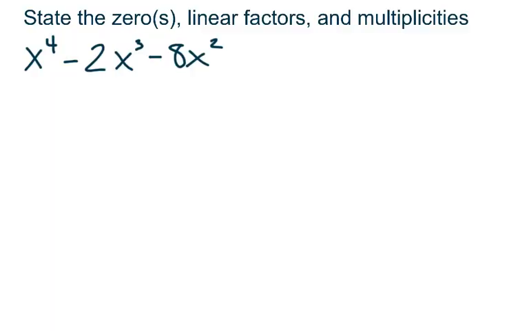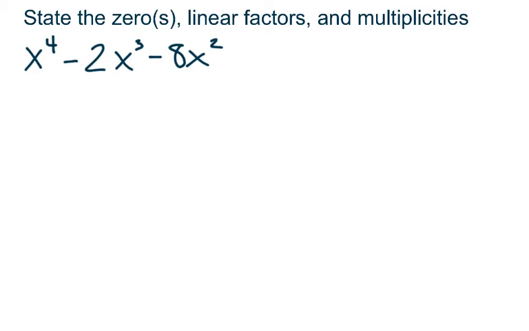Alright, so look at this example. We're going to state the zero(s). Notice that the S is in parentheses, which means you may have more than one zero. We're going to state the linear factors, and we're going to state the multiplicities. So the first thing I want you to do, you can graph it and look at it right now. So pause the video and look at a graph before we go any further.